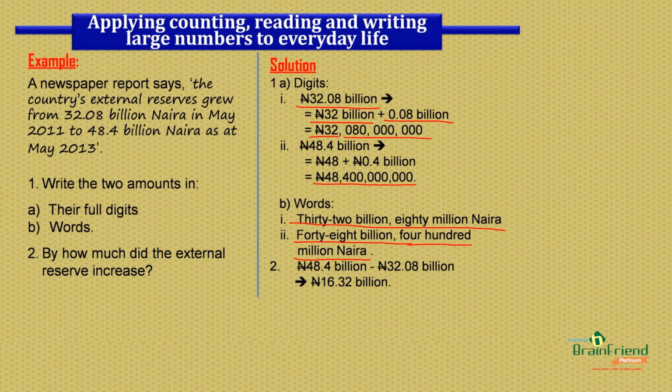Then lastly, question 2. How much did the external reserve increase? So we'll take 32.08 billion from 48.4 billion, and that gives us 16.32 billion.